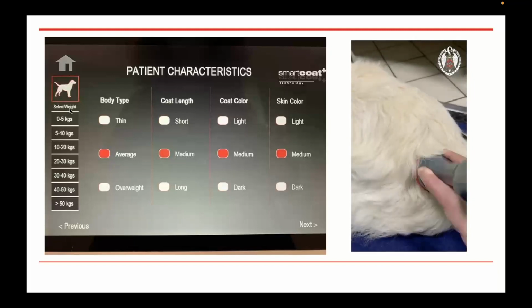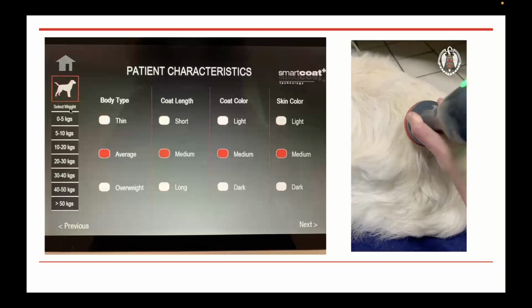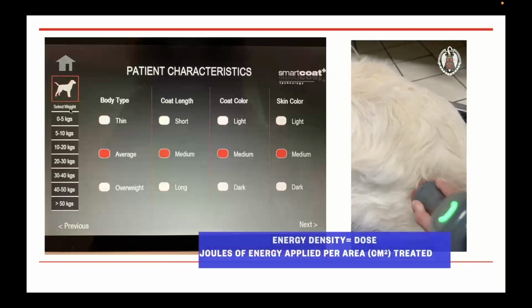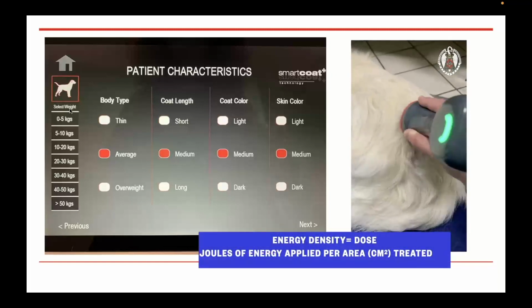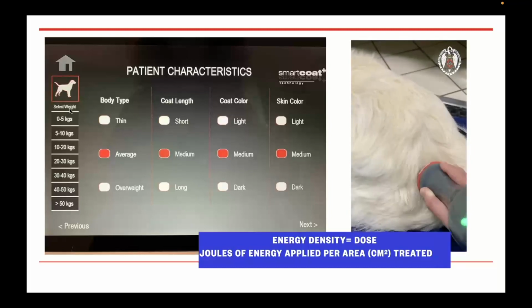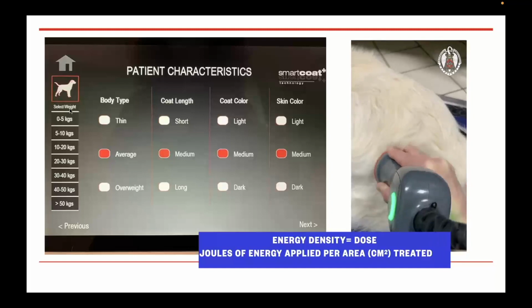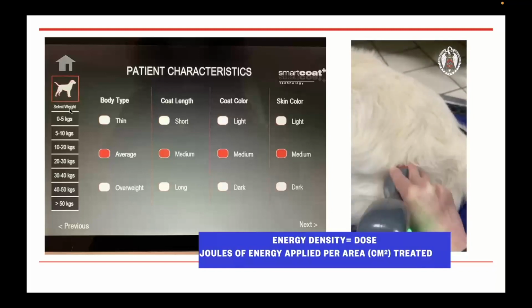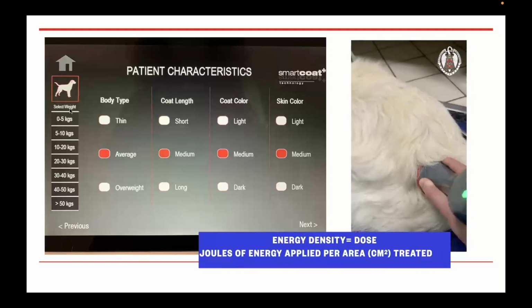As you can see in the video, the energy is delivered over a certain area in scanning mode. The joules of energy per treated area, or joules per square centimeter, or energy density, is what is called dose in laser therapy, and we'll get back to it shortly.